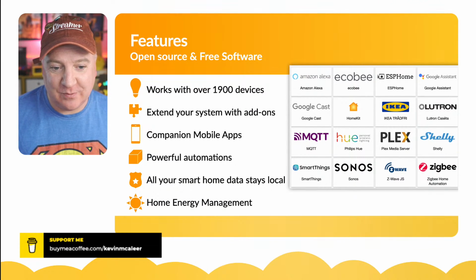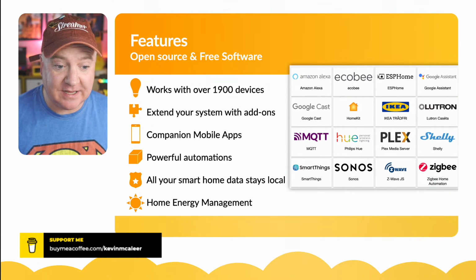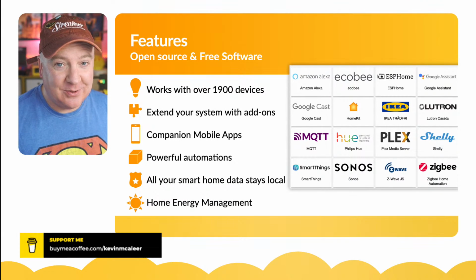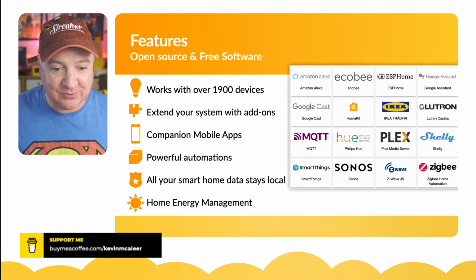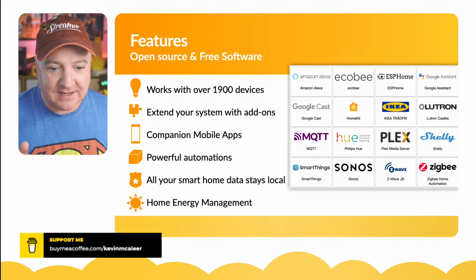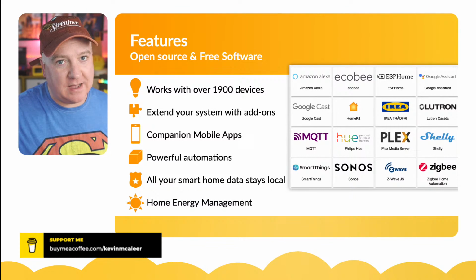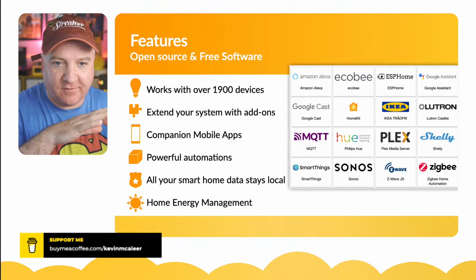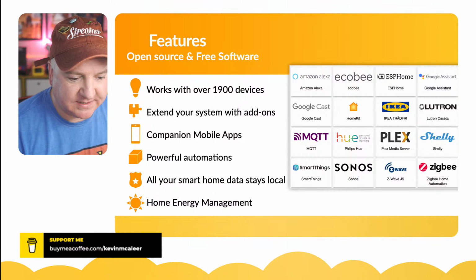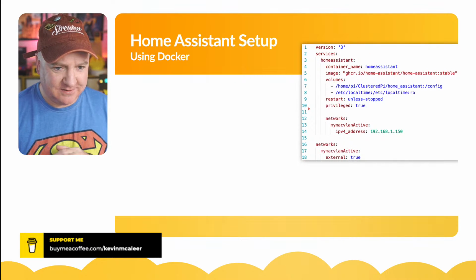I mentioned Philips Hue before. Plex, that's more of a media server, but that can do some stuff as well. Shelly, SmartThings, Sonos, which is all your nice speakers. I've got some Sonos speakers in the living room. You've got Z-Wave, Z-Wave.js, and Zigbee. Zigbee is the communication protocol between smart light bulbs, so that's how they form their own mesh. It's quite a smart system. So that is all the different features, if you like, of Home Assistant.